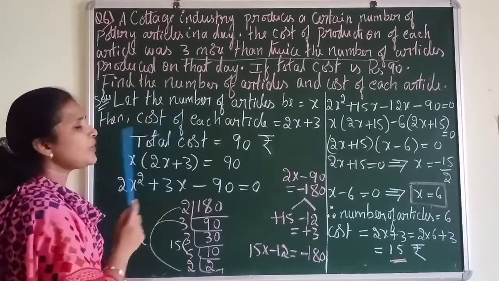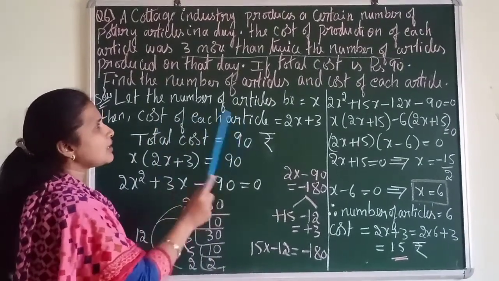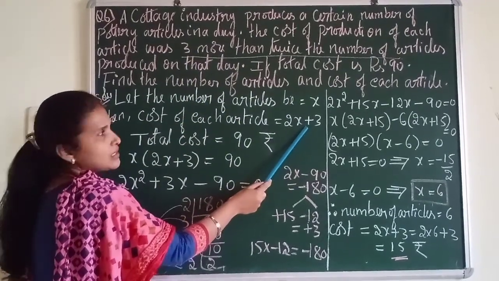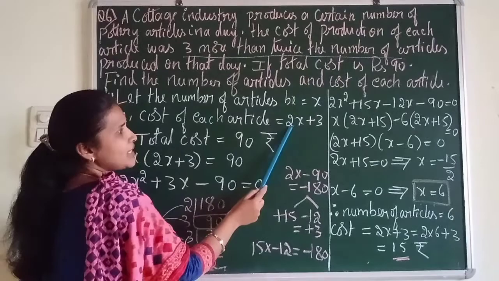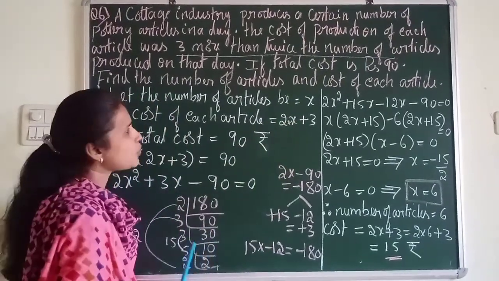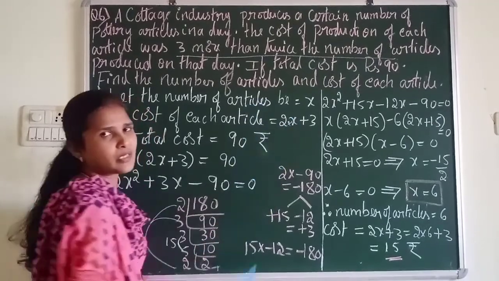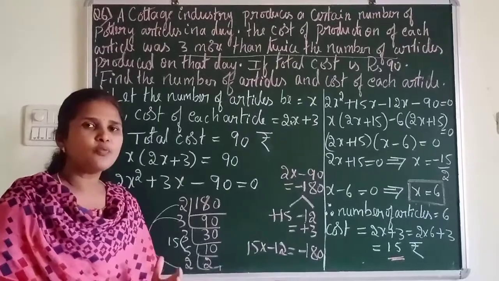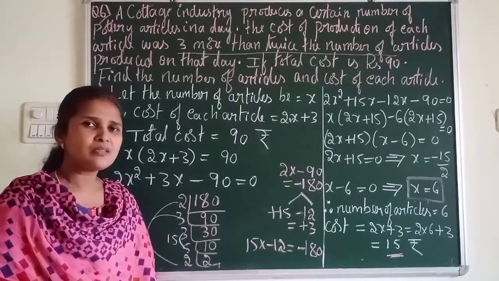And how will you find the cost? The cost of each article is, see here, 3 more. 3 more means plus. Twice the number. Twice or thrice means it is a product. Twice the number of articles means 2x. So we got the number of articles is x and the cost of one article is 2x plus 3.